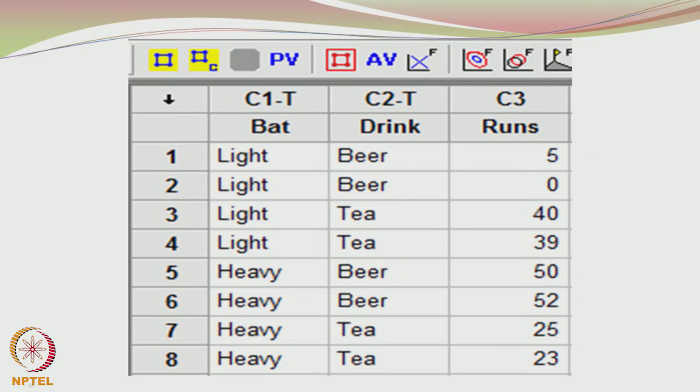There are two innings and the batsman gets two chances in a match, first innings and second innings. So, the scores are listed in the last column, and in this experiment what we are trying to do is find out whether the type of drink the batsman has before coming out to play influences his performance. Another factor we are considering is the weight of the bat he uses.